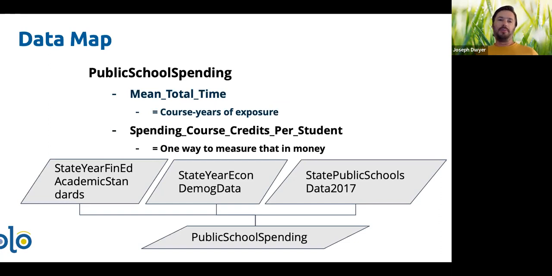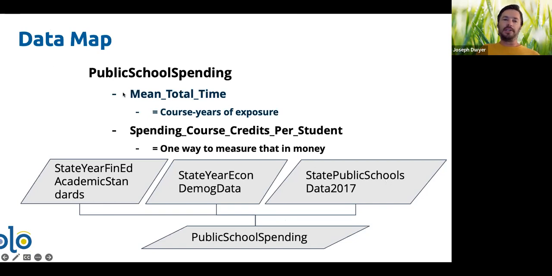We have a data set called Public School Spending, which, as I'm trying to lay out at the bottom here, is drawing on three other data sets that we'll want to talk about. So we've got the state year FinEd academic standards data set, the state year econ demog data set, and the state public schools data set 2017. And all of those are being drawn upon in order to construct the public school spending data set.